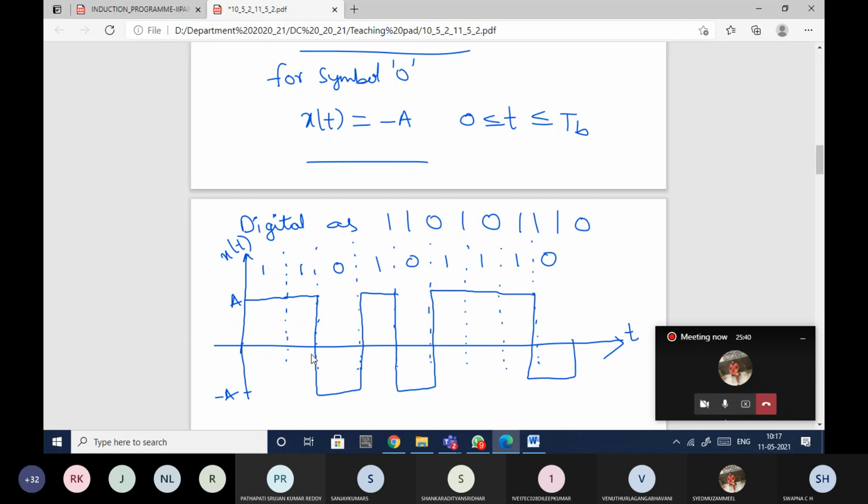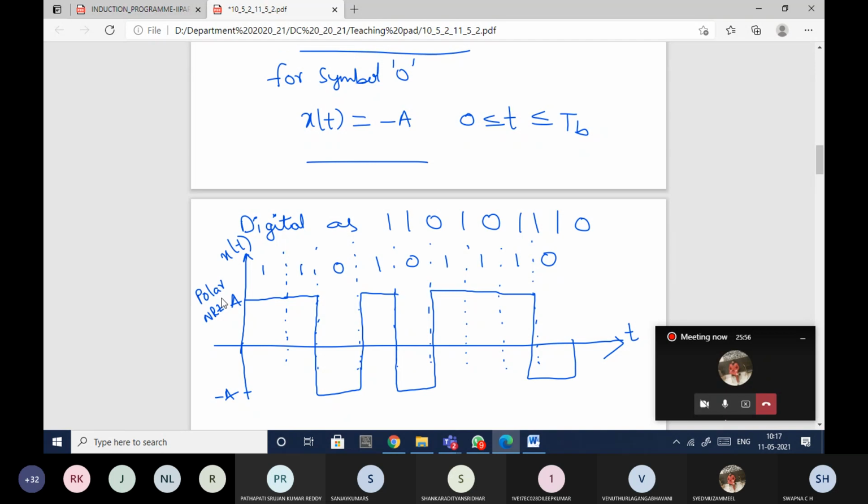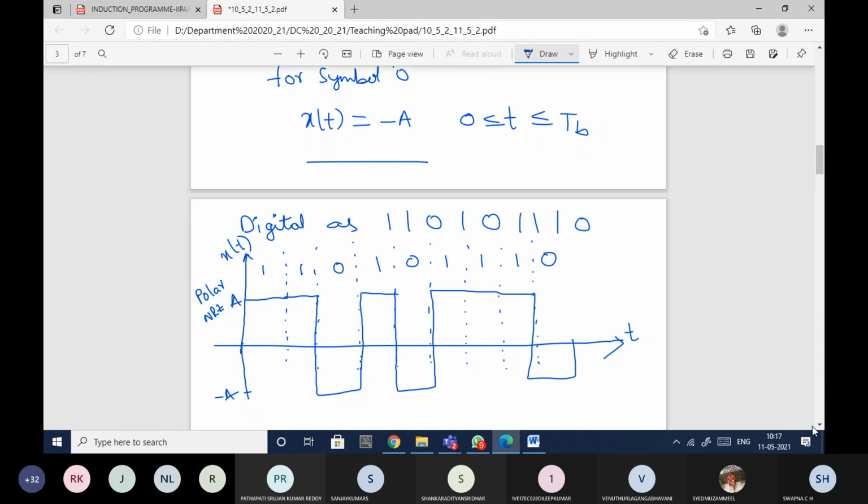This is your polar NRZ. Okay, this is what your polar NRZ is. Hope this is clear to all of you. I'll go to the next format.